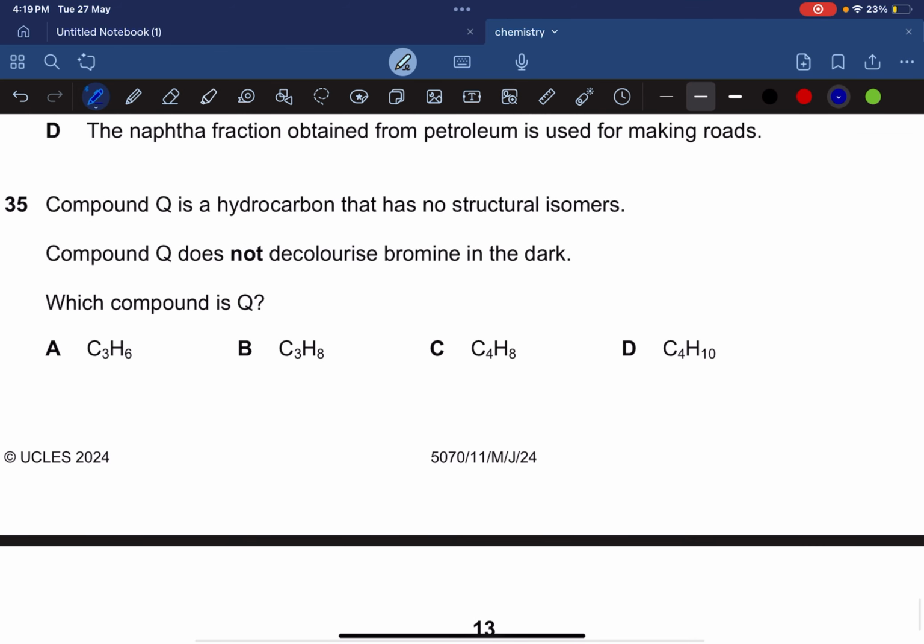Moving on, compound Q is a hydrocarbon that has no structural isomers. Okay, we cannot have any isomers. Compound Q does not decolorize bromine in the dark. Okay, does not decolorize bromine, that means it's not an alkene, because alkenes decolorize bromine in the dark. So it cannot be an alkene.